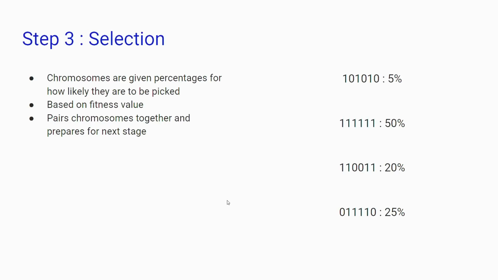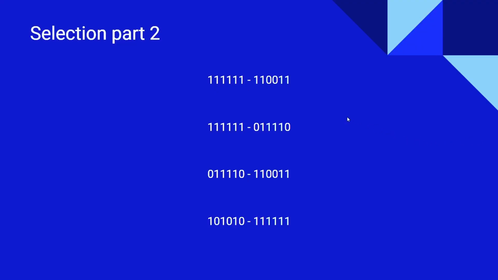After step 2, we have step 3 of selection. The chromosomes are given percentages for how likely they are to be picked, and this is based on their fitness value. And after this step, we will be pairing chromosomes together and preparing for the next stage. We can see that because all ones here had a very low fitness score, it is very likely to be selected within the stage. And these two had average scores, so they have average percentages. This one has an abysmal percentage because it had a very poor score. And we can look after that we now have them paired up into pairs. They each are going to be prepared soon as we go into the next stage of crossover.